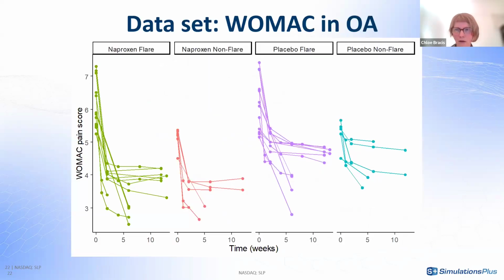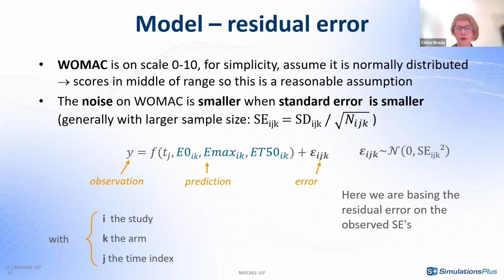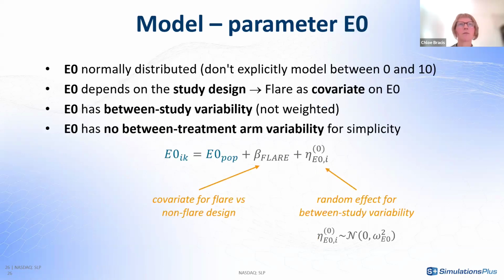So here, sorry, I went back too far. So we think that the standard error we're going to use to weight our residual error. And so you can see here, I have my observation, my prediction is my structural model, and then my error is using the standard error. So in my structural model, I have my 3 parameters, E0, Emax, and ET50. And so next, I'm going to look at how we're going to structure each of those parameters.